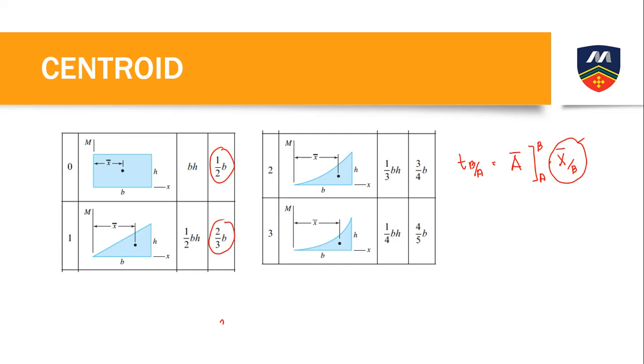The centroid is 3/4 B if we measure from here. If from here, that is 1/3 B. Parabolic, again, is second degree. Now, for a third degree curve, we have 4/5 B if from here. So going the other way, that is 1/5 B. Okay? That's how to compute the centroid. Remember the formula or the equation for how to compute the centroid.